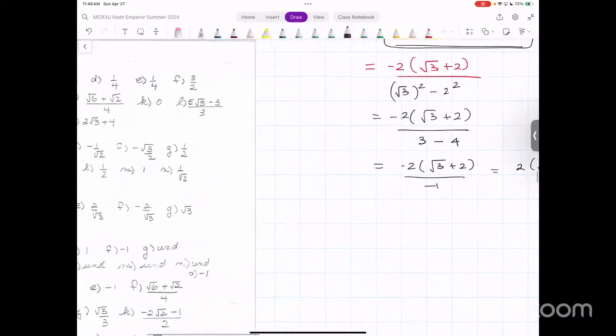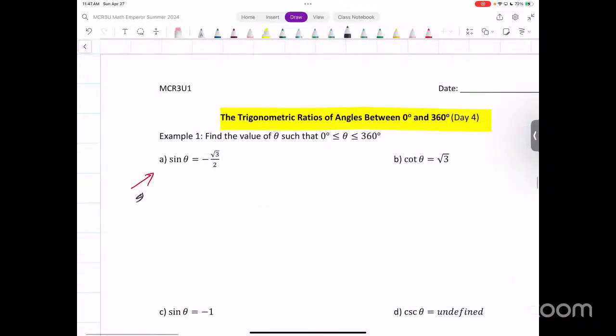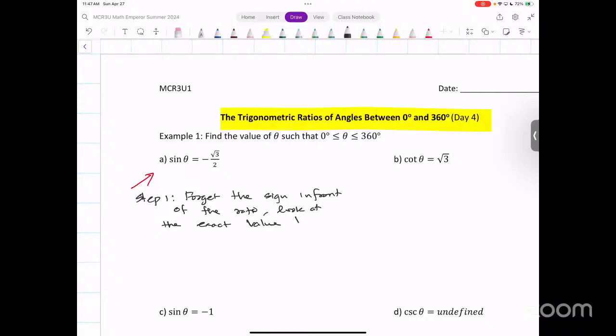So I'm going to move back to this piece now. Find the value of theta. How are we going to find the value of theta? I'm going to show you one example, and you guys will follow the rest. Step one: forget the sign in front of the ratio. Look at the exact value table.